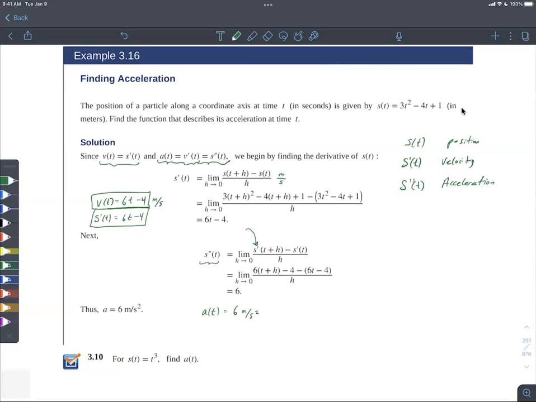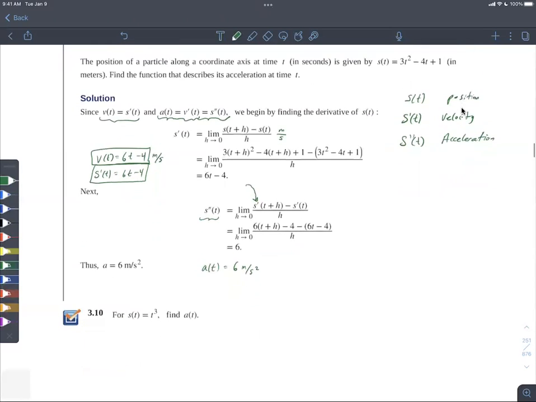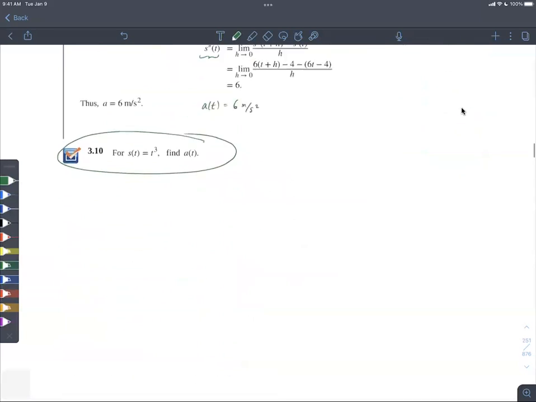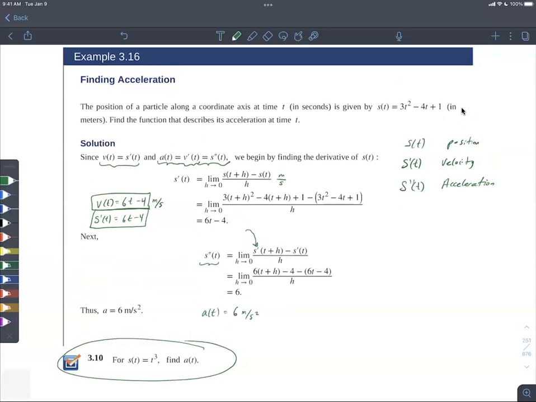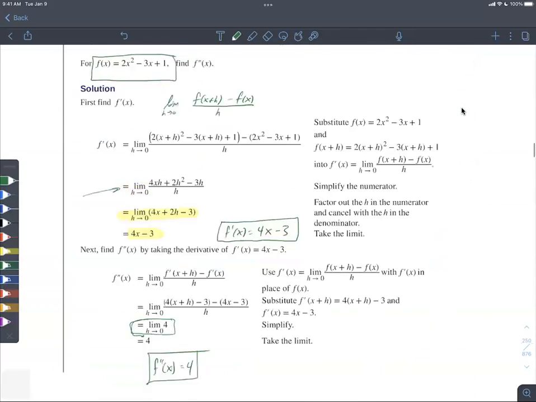All right, that is it. Problem 310 here. For s of t equals t cubed, finding a of t. That is not too difficult to do for this function here. It's a cubic function, but it's not too bad. It actually does take some algebra there, but you can give it a try. All right, that was section 3.2, and we will stop there.